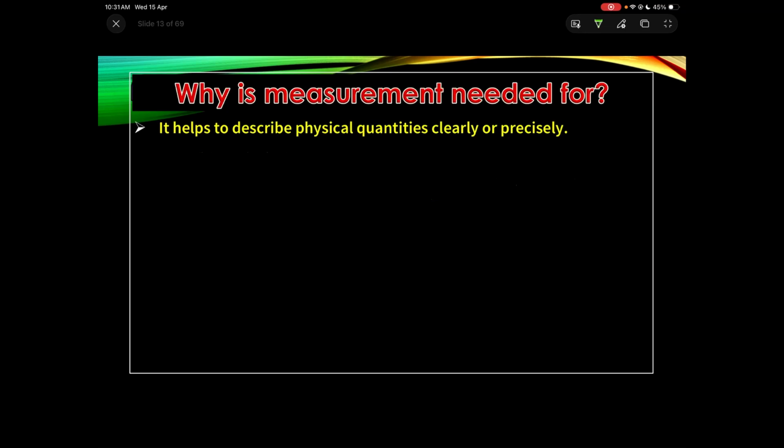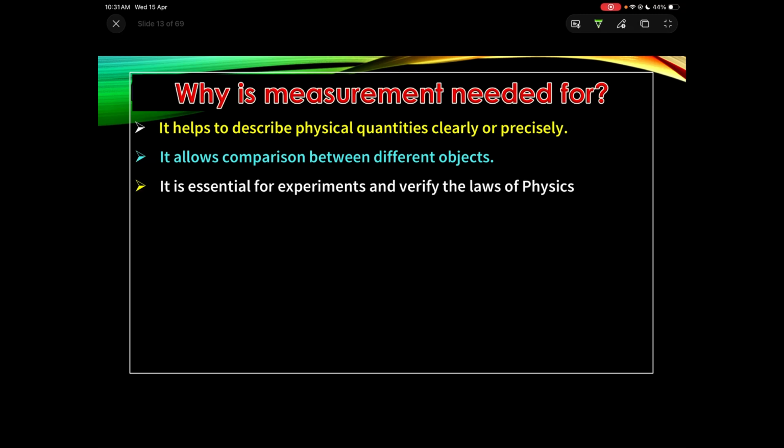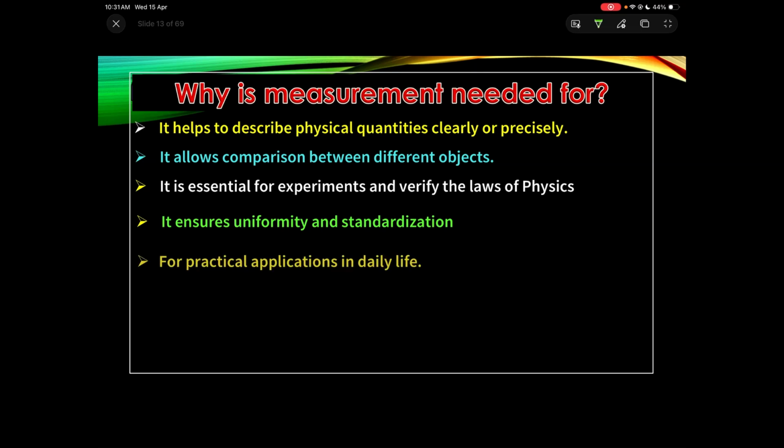Why is measurement needed? Summary, I repeat again, it describes any physical quantity clearly and precisely. It helps us compare the sizes, masses, lengths, etc. of different objects. It is essential in physics to verify the rules in physics. And the next one, it ensures uniformity and standardization all over the world. And the last one, which is not the least, is applicable in our daily life.